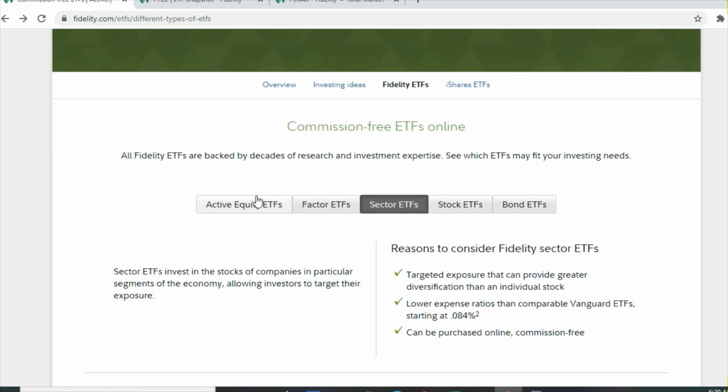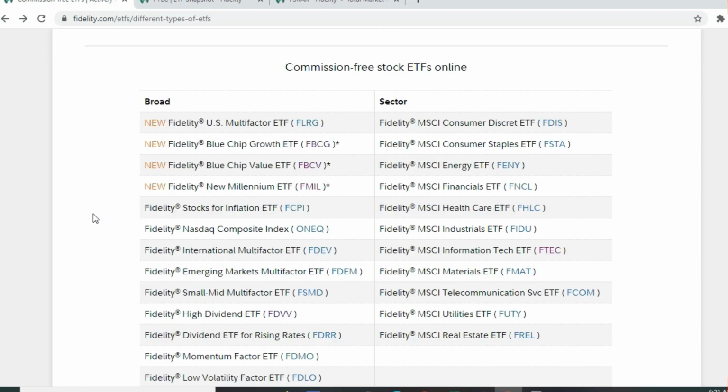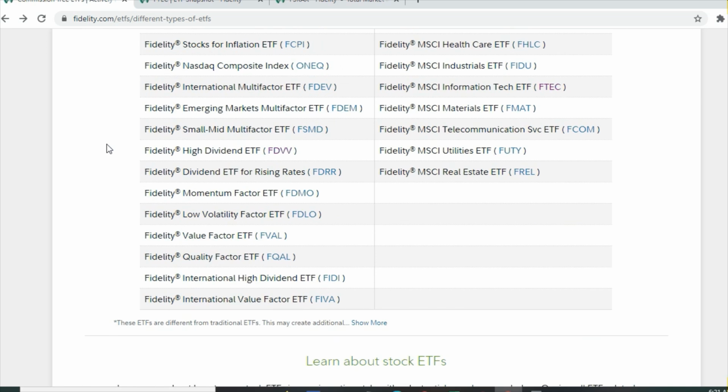Let's see what other options we have here. Stock ETFs. So you'll notice here that there are a lot of different stock ETFs, and it includes some that we've already talked about. For example, these sector ETFs here, and the new actively traded equity ETFs up here that we've already talked about. And some other ones down here.